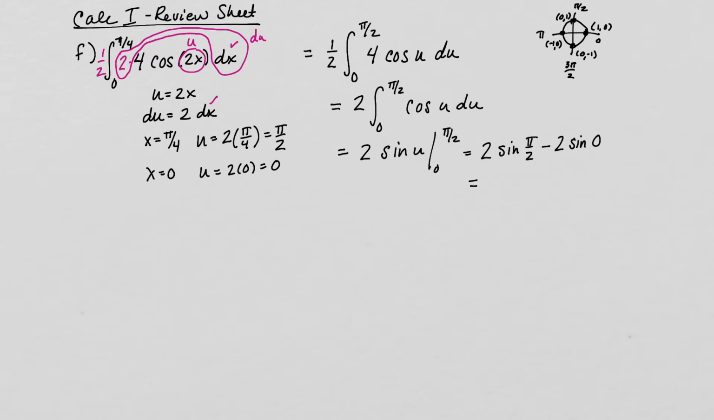And so the thing to remember is that the sine is the y value and cosine is the x value. So if I'm looking for the sine of pi over 2, I'm looking for the y value because sine is the y value, and so it's a 1. So this is going to be 2 times 1 minus 2 times the sine of 0, which is 0. So this is just going to end up being 2. So does that make sense first before I show you my shortcut way?